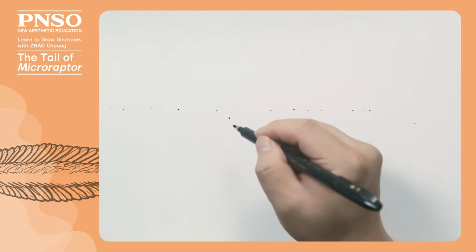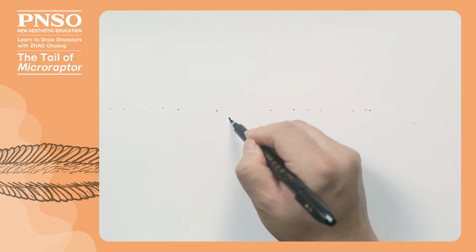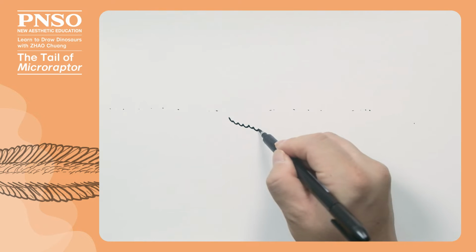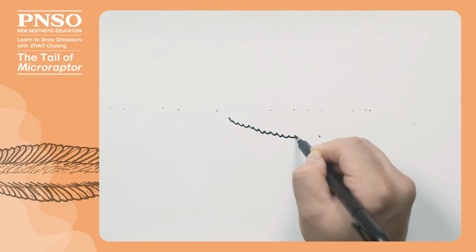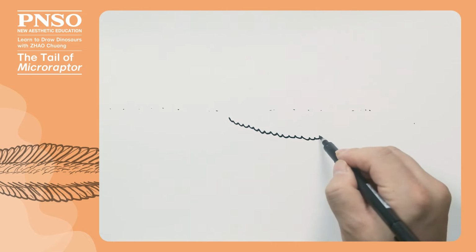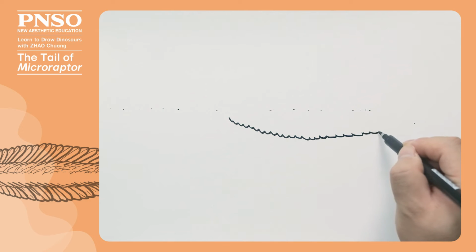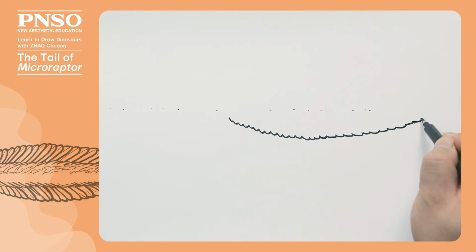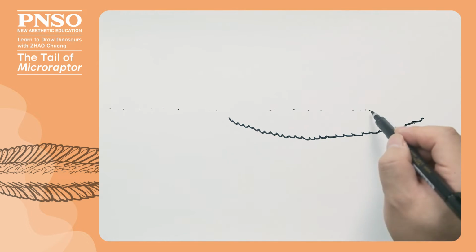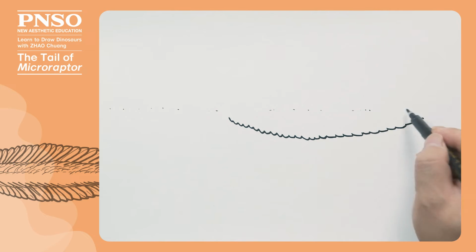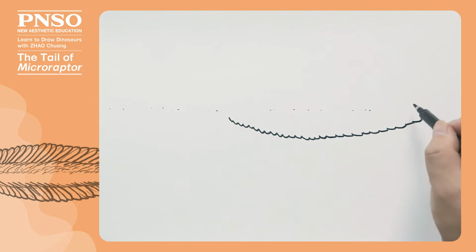Now, let's draw its tail feathers. We can draw its edge with wavy lines. This point is the highest, and then it goes down. It is worth noting that the last two feathers on the tail end of Microraptor, which looked like the two ears of a rabbit, were much longer than the other feathers. We need to draw the edges. They stood side by side, like a rabbit's two folded ears.